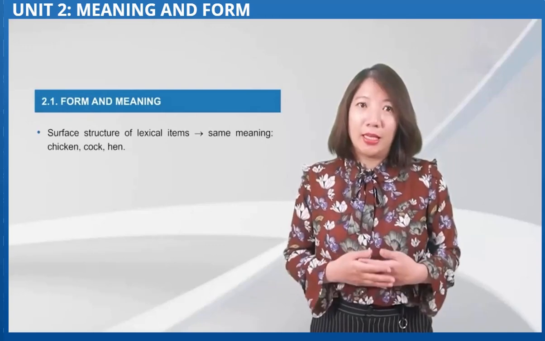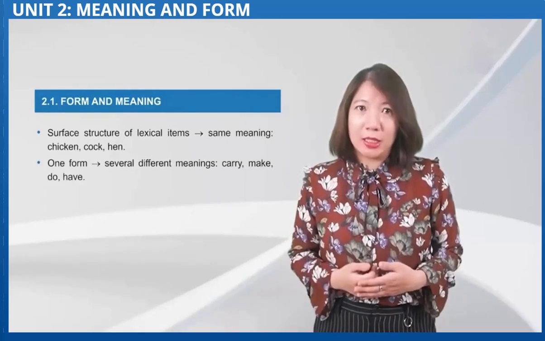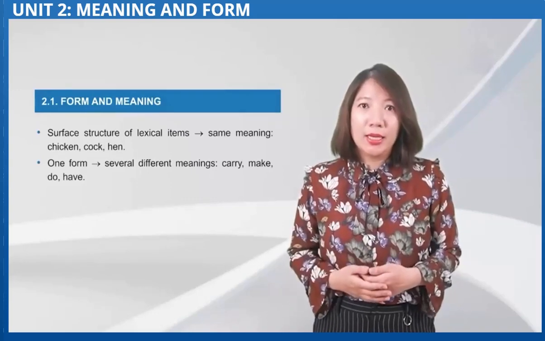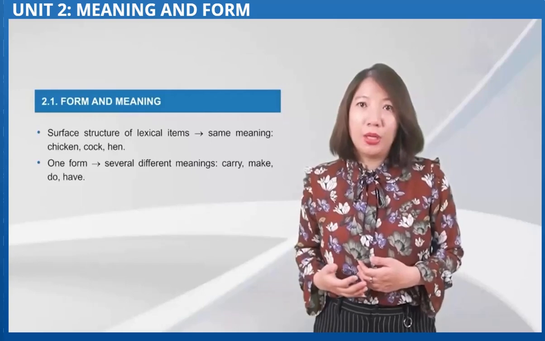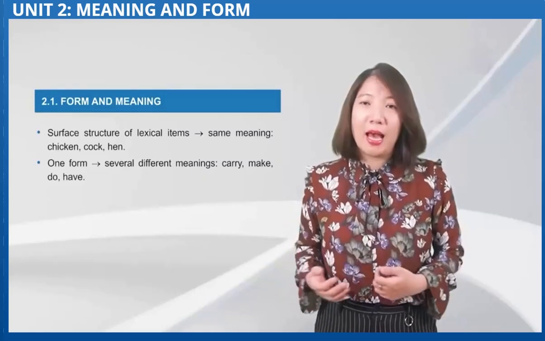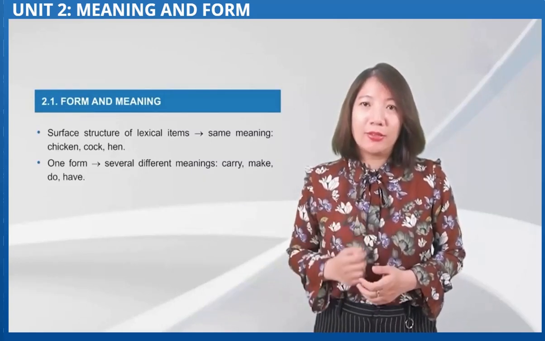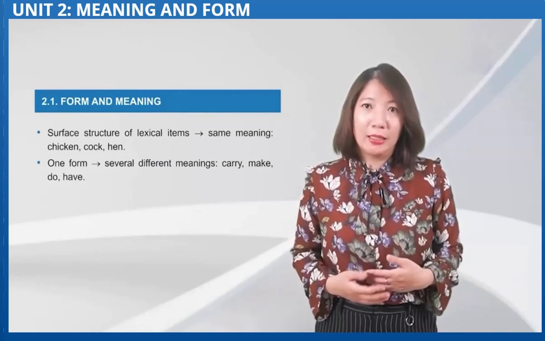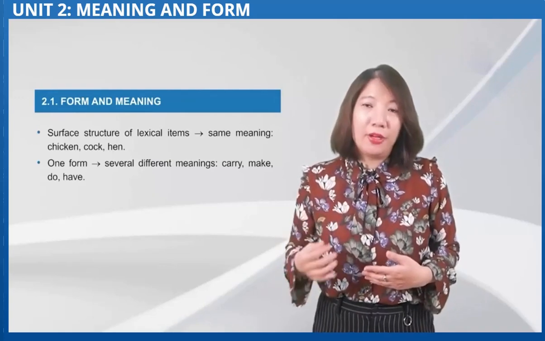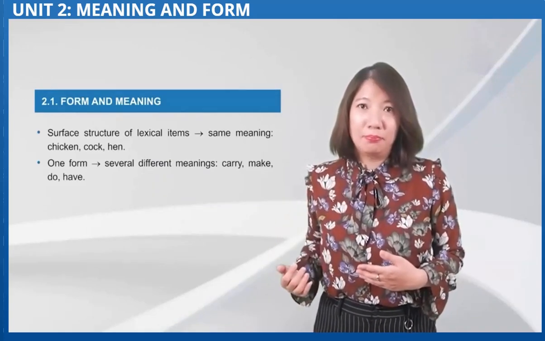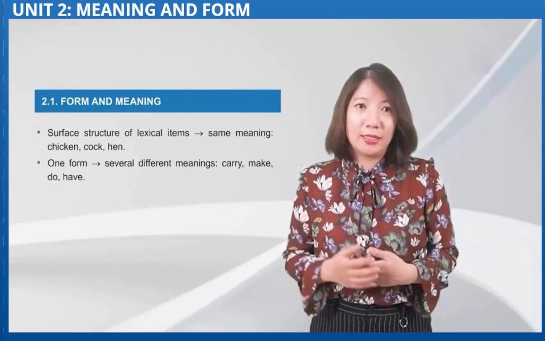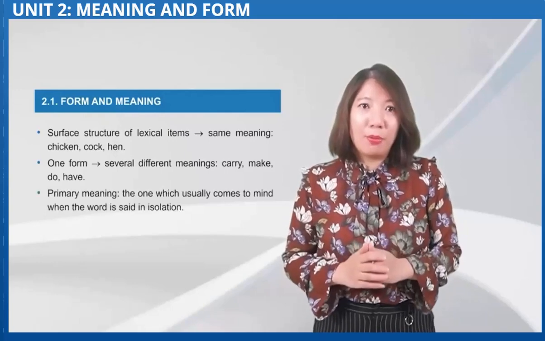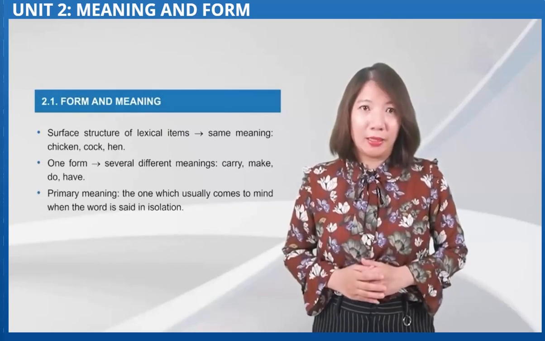Right. Secondly, one form may be expressed by several different meanings, like the cases of the words carry, make, do, and have. And there are many other examples. Now, let's think about the word have. Have breakfast, we say, ăn bữa sáng. Have a bath, lại là đi tắm. And etc. So for words, there are primary meanings and secondary meaning.